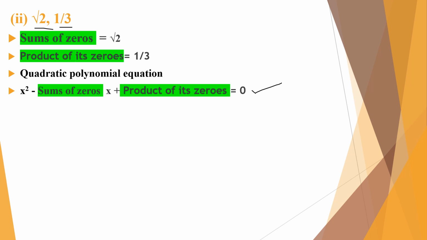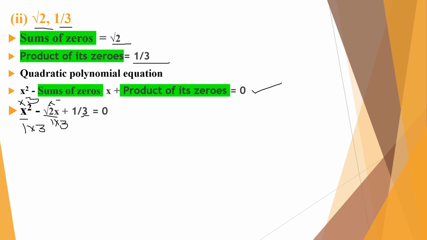Instead of the sum of its zeros, we are going to substitute root 2, and the product of its zeros is 1 by 3. After substituting it, we are going to take the LCM and then remove the denominator. So the LCM is 3, which is multiplied with 3 in both numerator and denominator. The middle term also has denominator 1, multiplying it with 3.